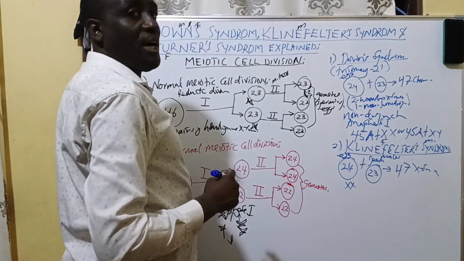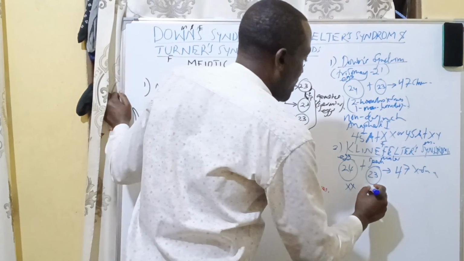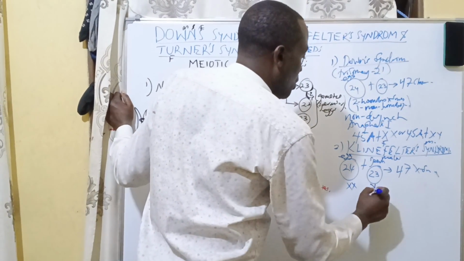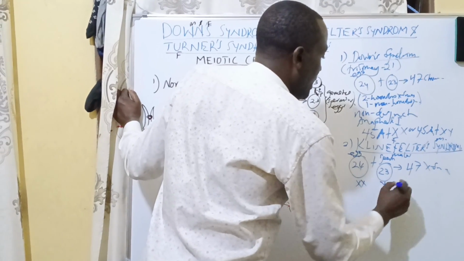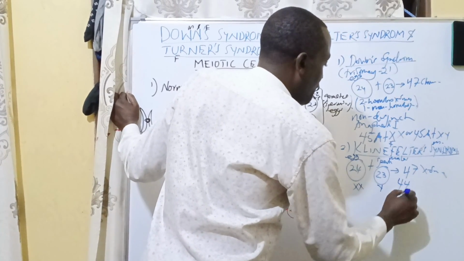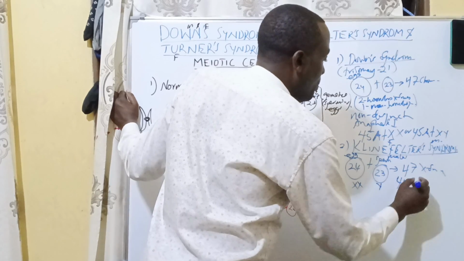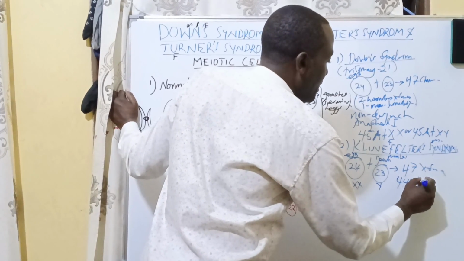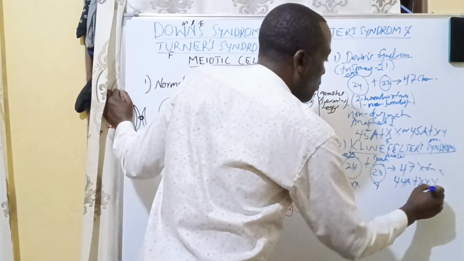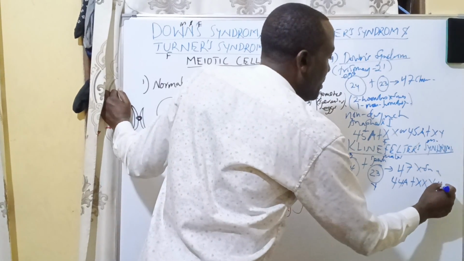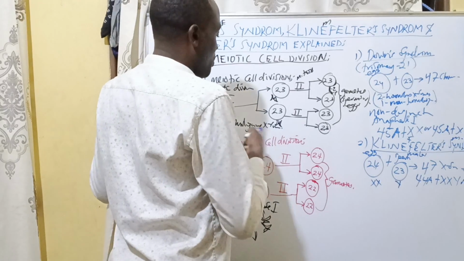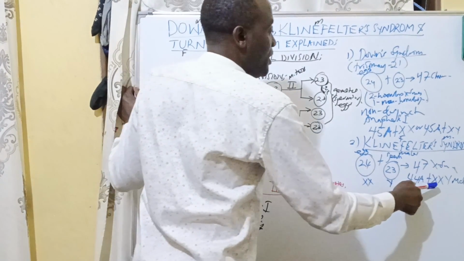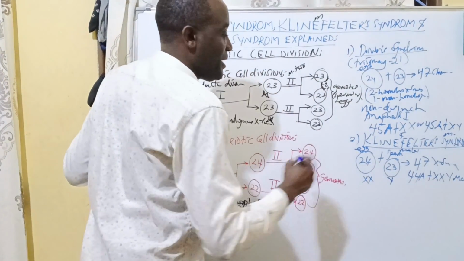2 X chromosomes. They fail to separate. Now a sperm cell has come with the Y chromosome. What happens is having 44 autosomes or body chromosomes plus XXY, and this is a male. Instead of having the normal XY genotype in terms of sex, it is having XXY.